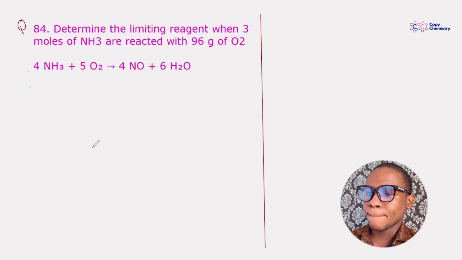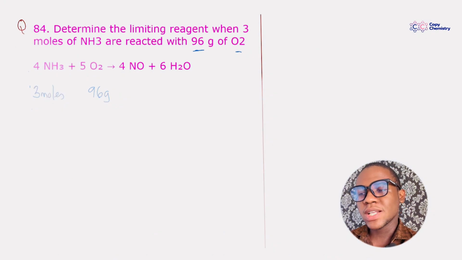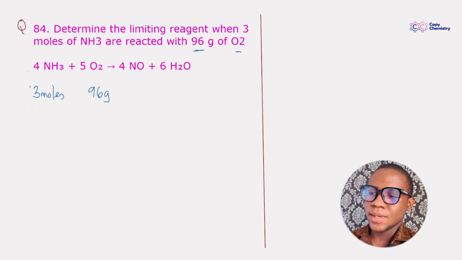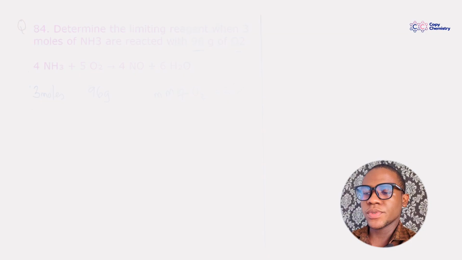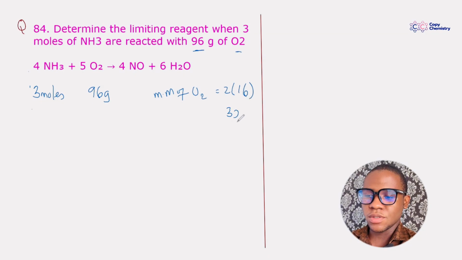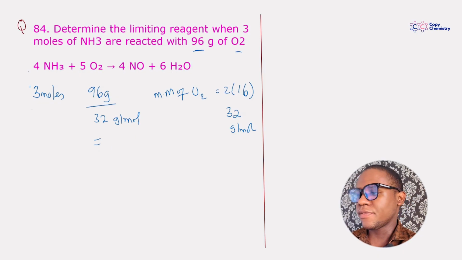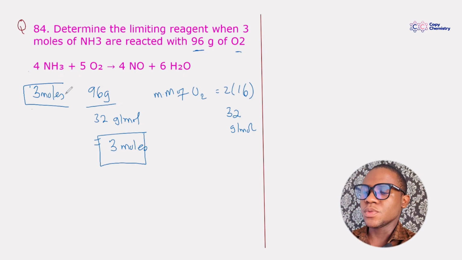of products. So we have 3 moles of ammonia and 96 grams of O2. But can we convert that 96 grams to moles? Yes, we can. The molar mass of O2 is 2 multiplied by 16, and that is 32 grams per mole. So if you divide this by 32, you're going to have an answer of 3 moles. Oh, it's also 3 moles. Very good. So it's 3 moles and this is 3 moles.